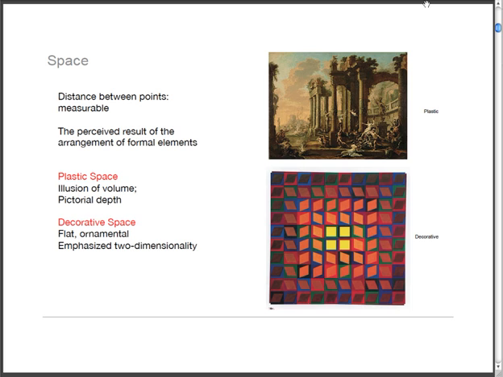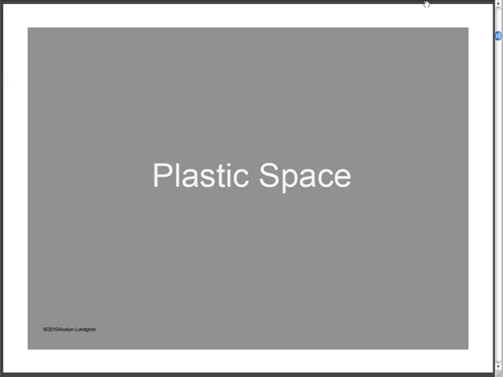Plastic space is pictorial depth. It is, as I said, the illusion of volume. It is how things are made to look realistic. Whereas flat space, although it might have some depth to it via layering and things like that, emphasizes the two-dimensionality of the space. And although we can have volumetric issues going on in the decorative space, as we'll see in some of the further examples, it is an overall two-dimensional understanding. So we'll look at plastic space first.